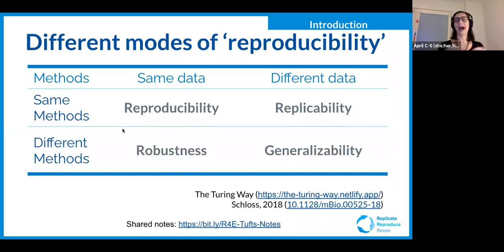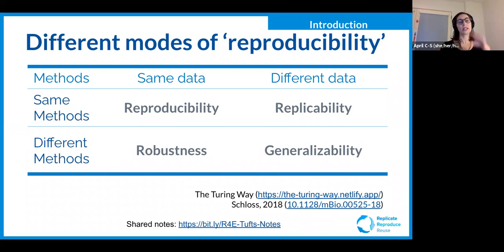So how do these ideas of reproducibility relate to other related ideas, such as generalizability, robustness, these sorts of words that we get that are thrown around so often? This chart from the Turing Way, which is a really great resource for people starting to think about reproducibility, is really helpful to think about how these concepts are related.